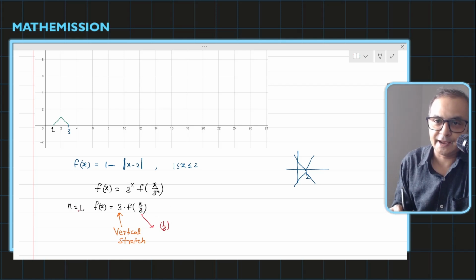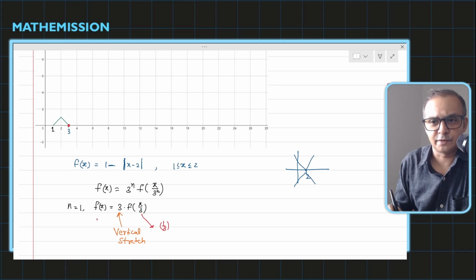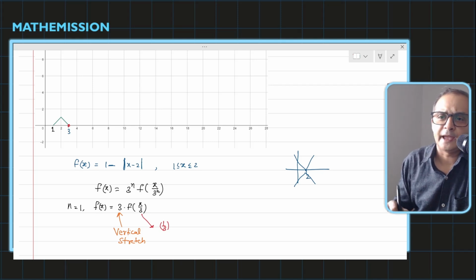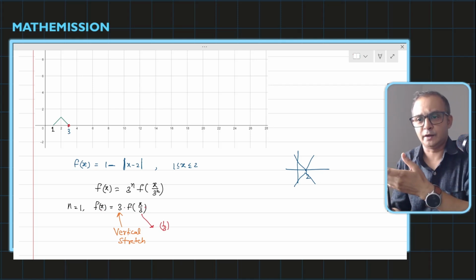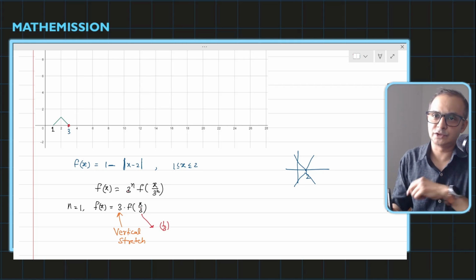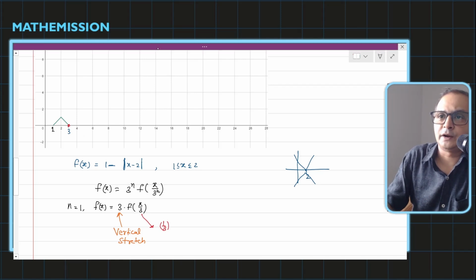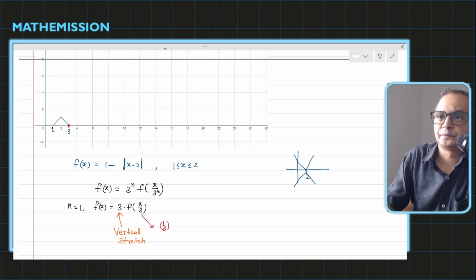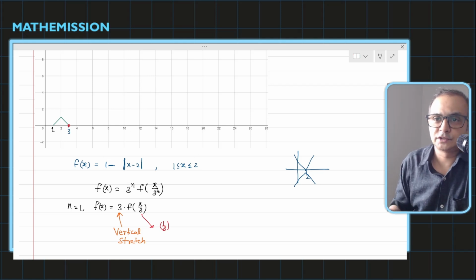So the next interval, n equal to 1, starts from here only. And how do we know that? Because if you put the value 3, f of 3 gives you thrice of f of 1, and f of 1 is already 0, so it should start from here. And I have to take the vertical stretch 3 units, and the horizontal stretch 3 units.